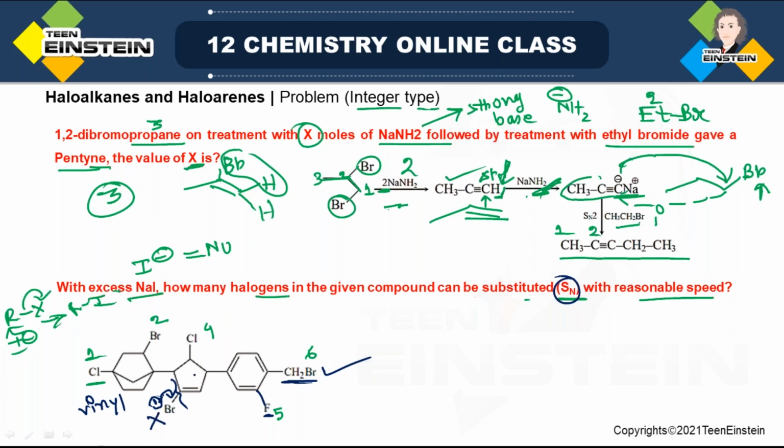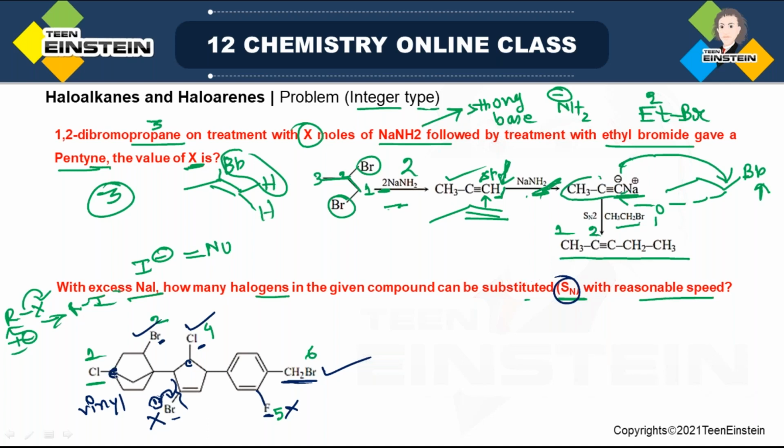Next, what about this one? Now this carbon is 2 degree, and here it is obviously possible, no problem. This bromine number 2, this is also possible. But what about this one?